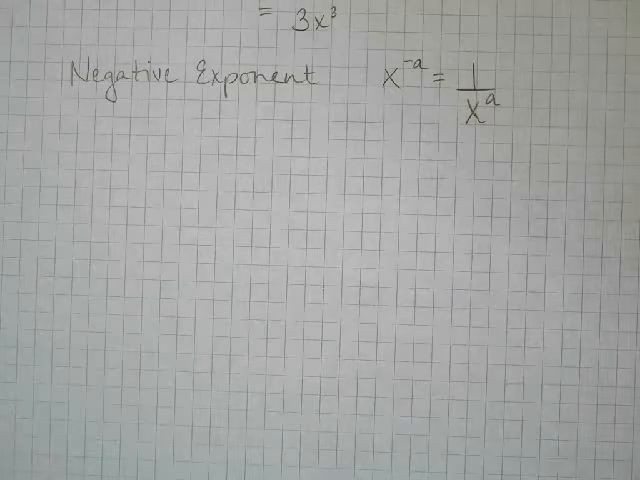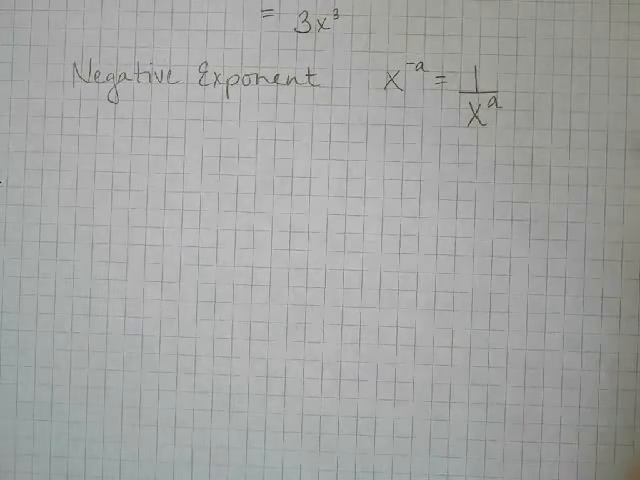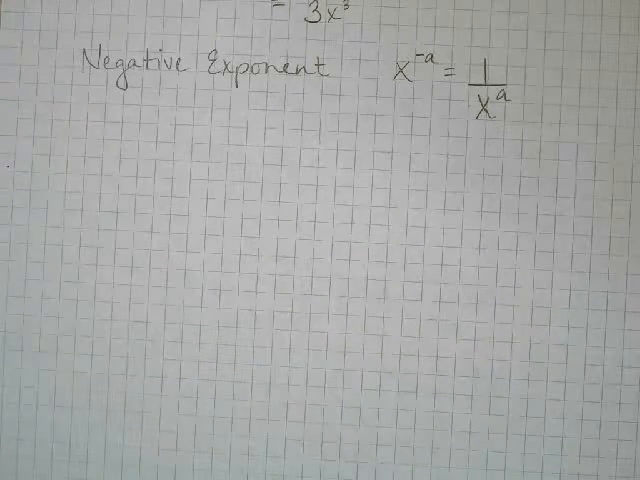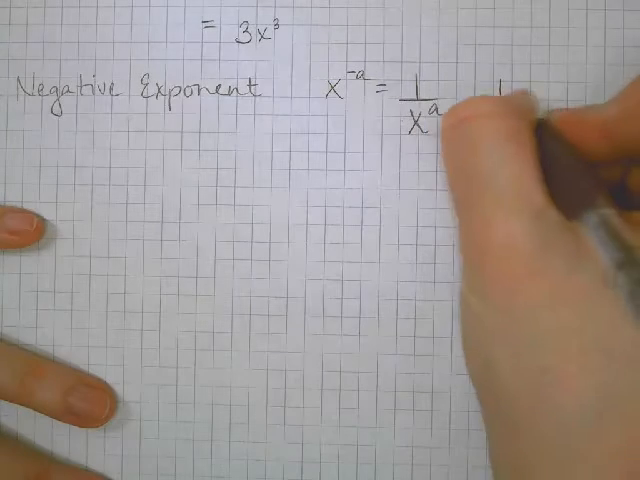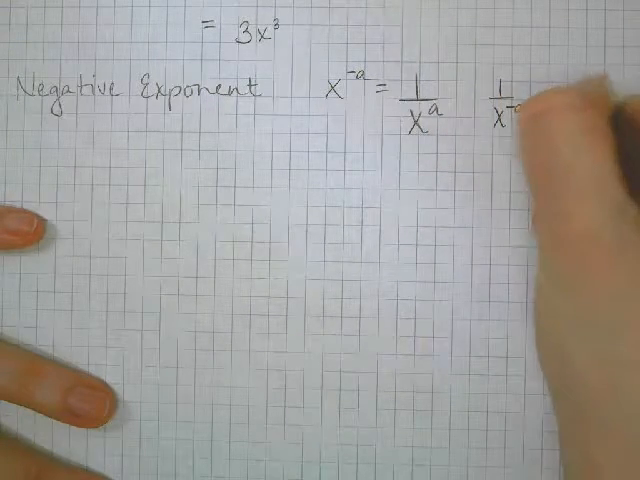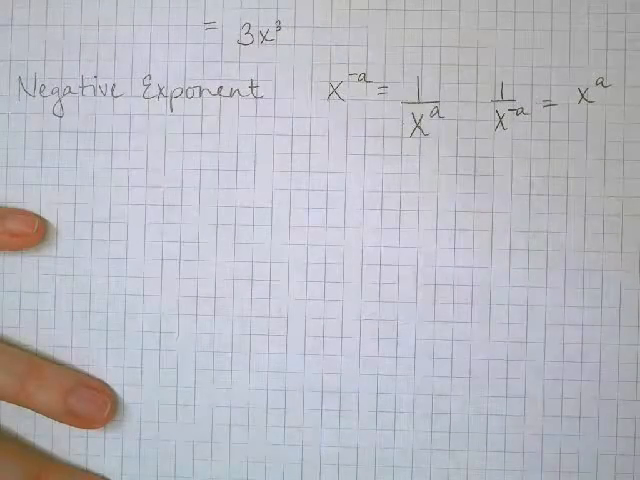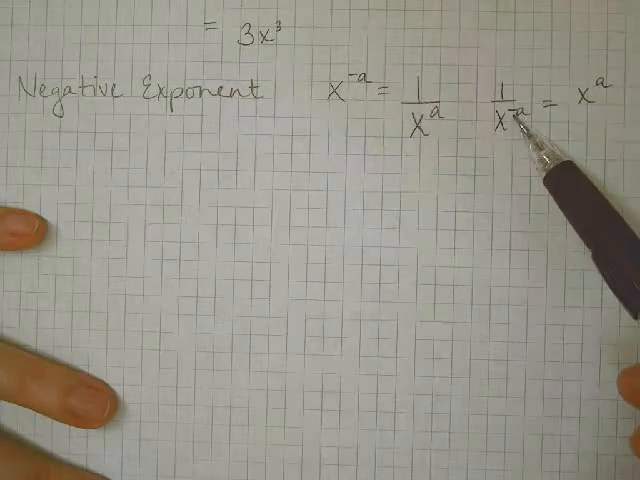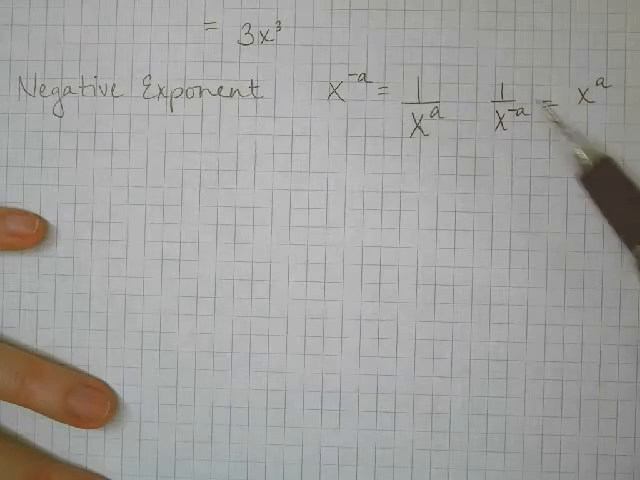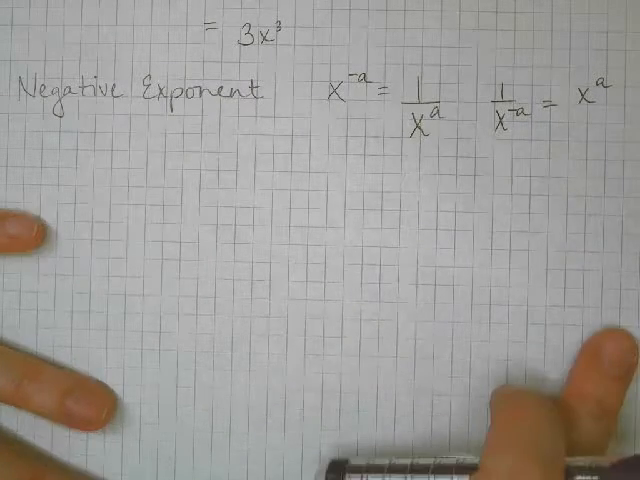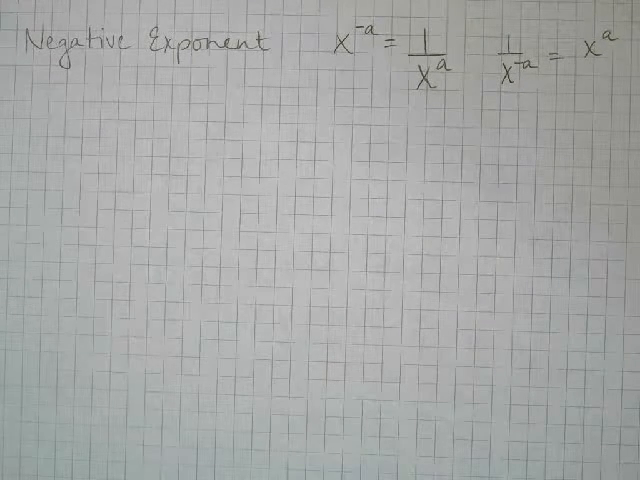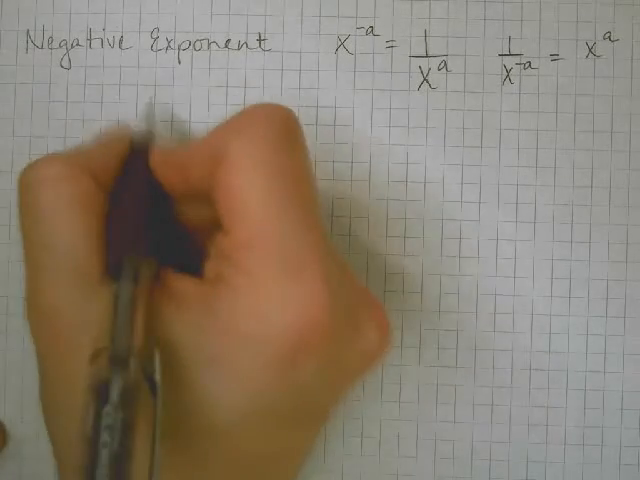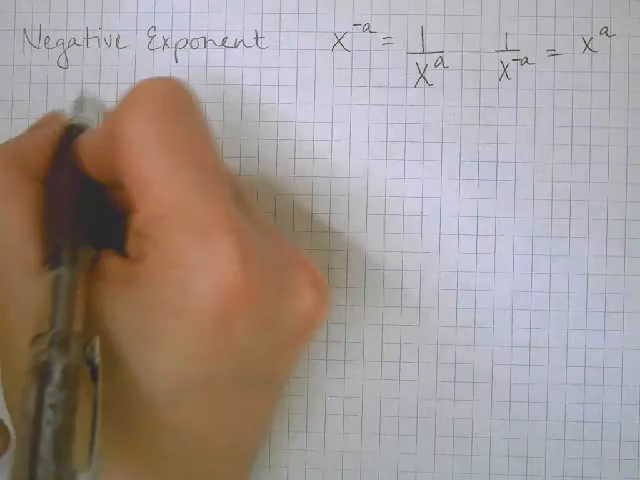Next up, that kind of brings us to the negative exponent rule, and that is x to the negative a is equal to 1 over x to the a. Similarly, if I have 1 over x to the negative a, that equals x to the a. So it's important to note that whenever I have a negative exponent, I need to move it to make it a positive. And simplifying indicates that you need to get rid of all negative exponents.